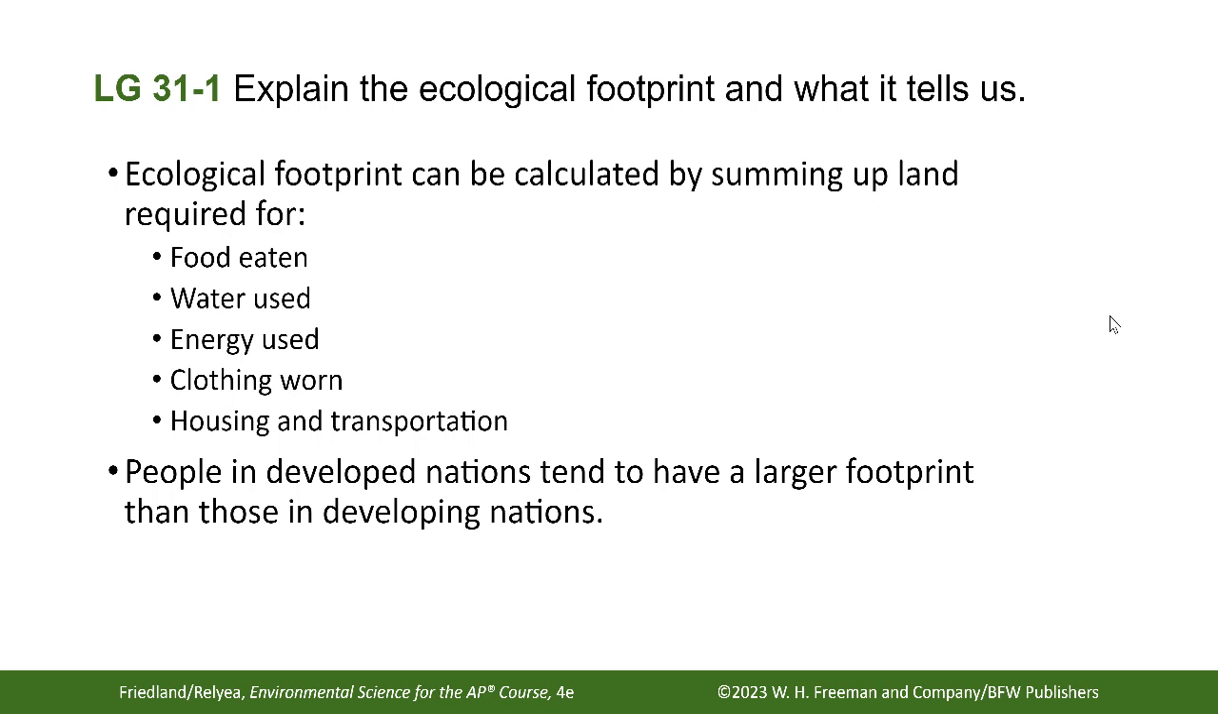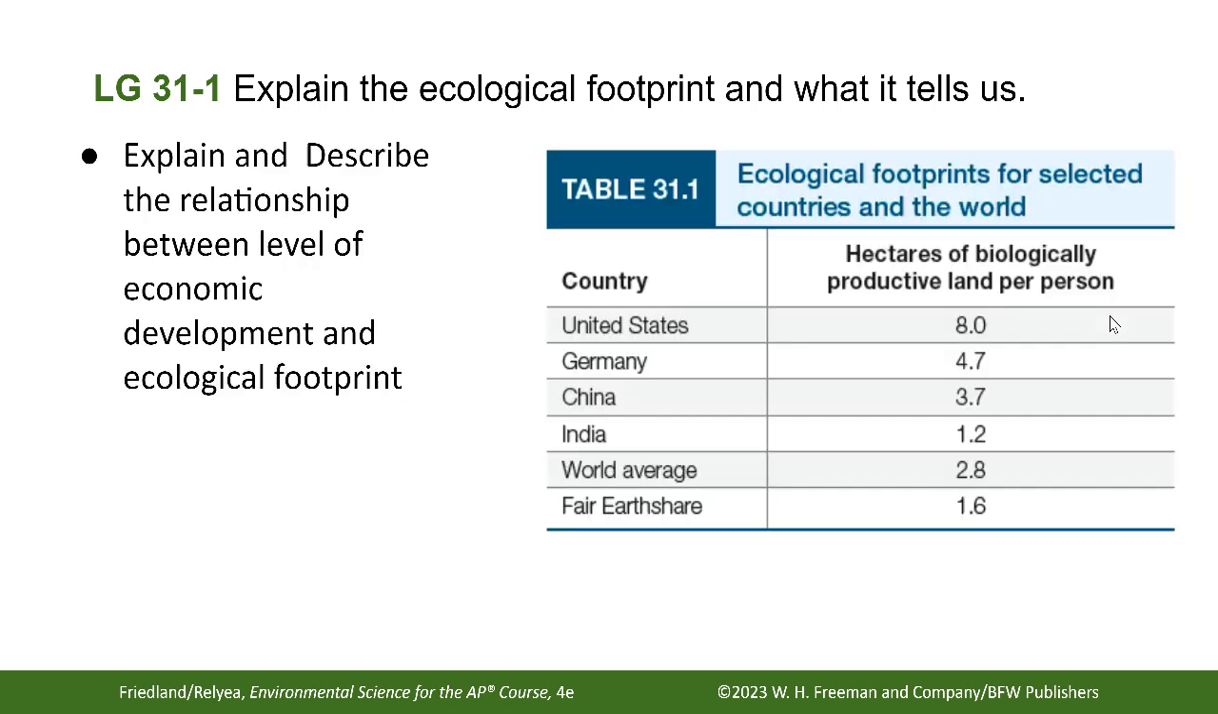So ecological footprint can be calculated by summing up the land required for food eaten, water use, energy use, clothing worn, housing, and transportation. People in more developed nations tend to have a larger footprint than those in developing nations. Any guesses as to why? Well, because they have better machinery and technology and that produces higher carbon emissions. Okay, yeah, so we probably have more manufacturing going on, right? And that requires land, and it also offsets with carbon.